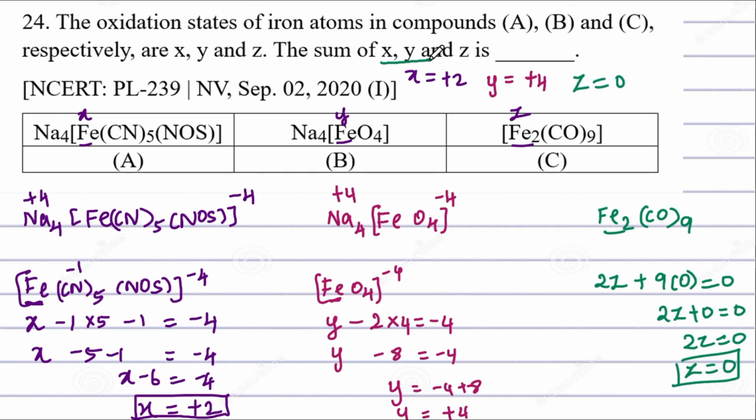In this question they are asking the sum of X plus Y plus Z. So X value is 2. 2 plus 4 plus 0, everything equal to 6. So the final answer is 6.